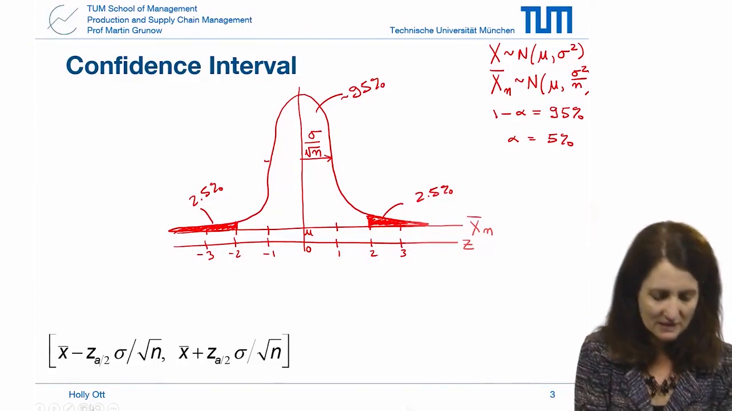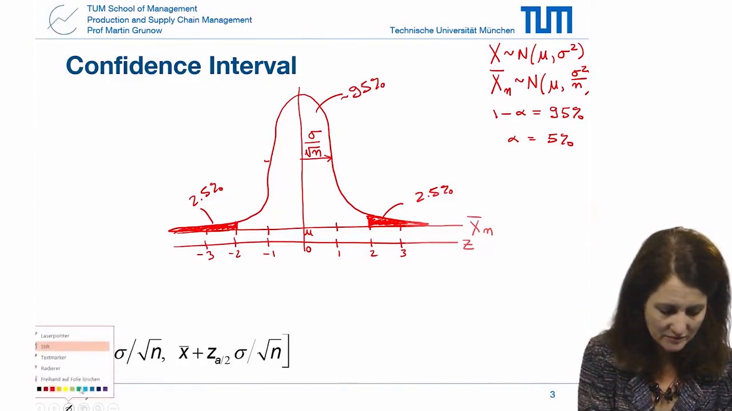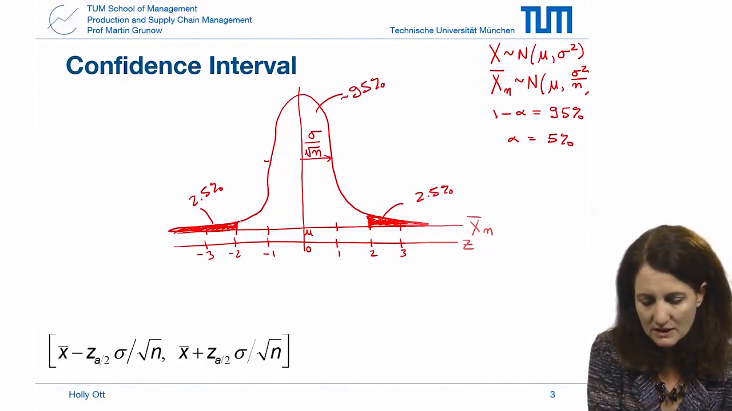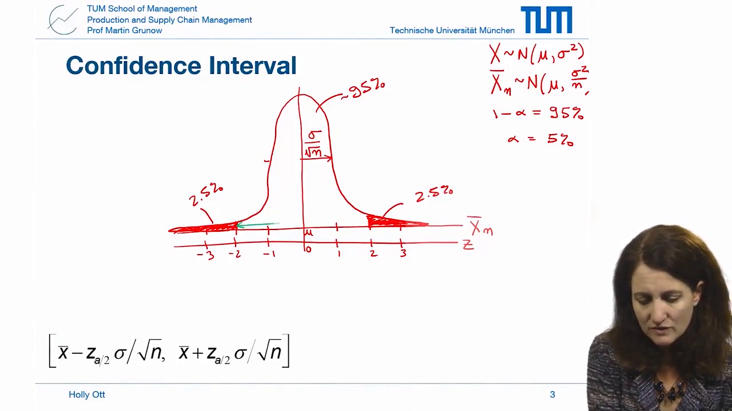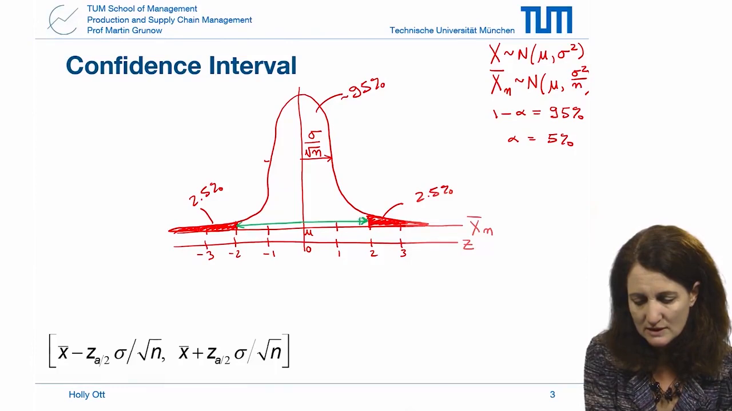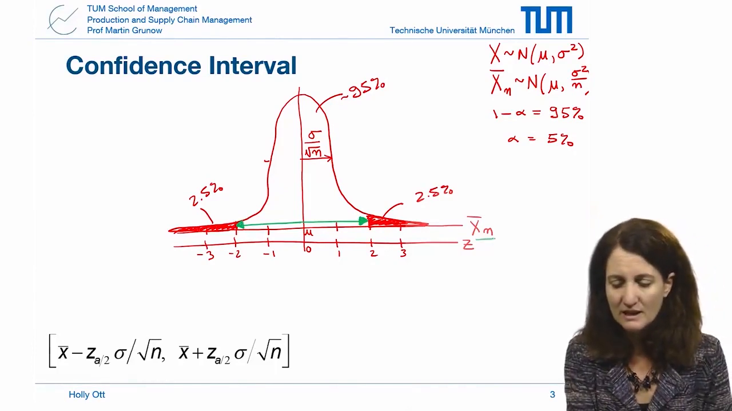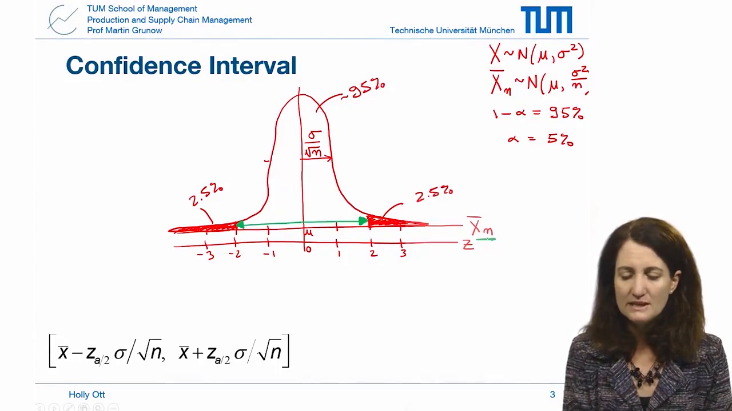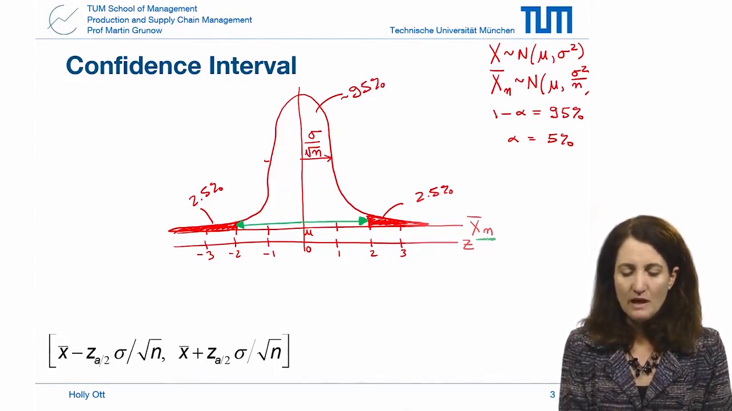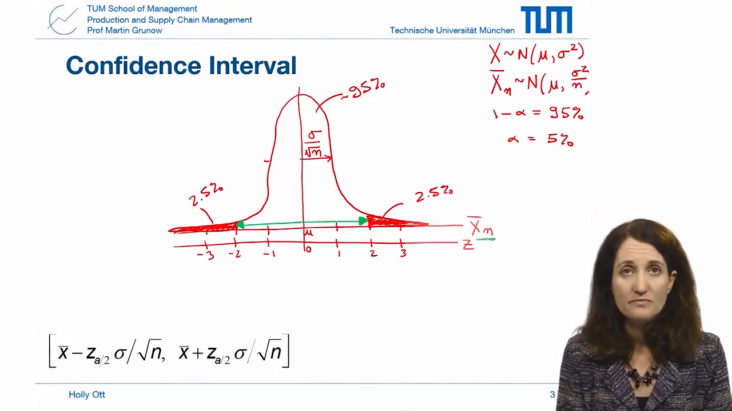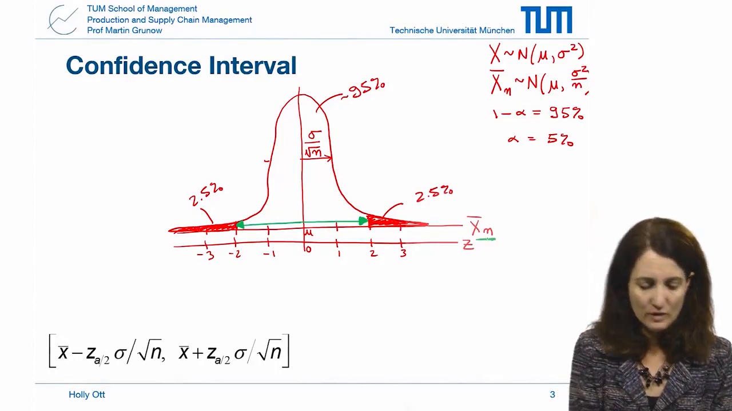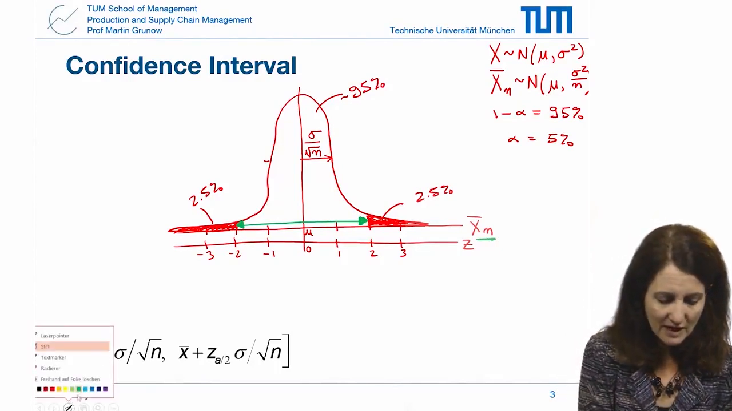So this gives us an interval of plus or minus about 2 sigma. Sigma is known. In this case, it's plus or minus 2 sigma over the square root of n, because we're looking again at the sample average. A fixed interval, which we can then use whenever we come in.